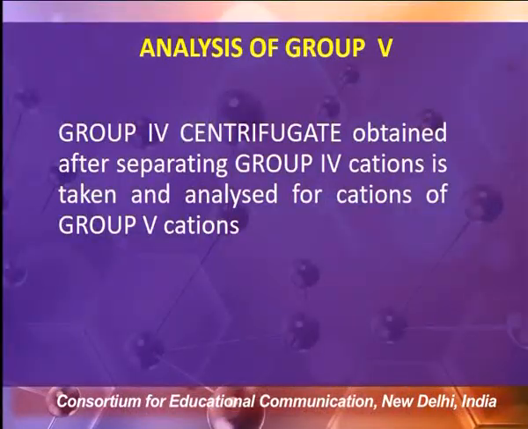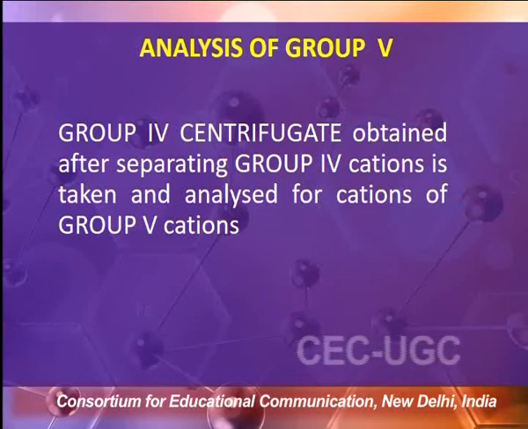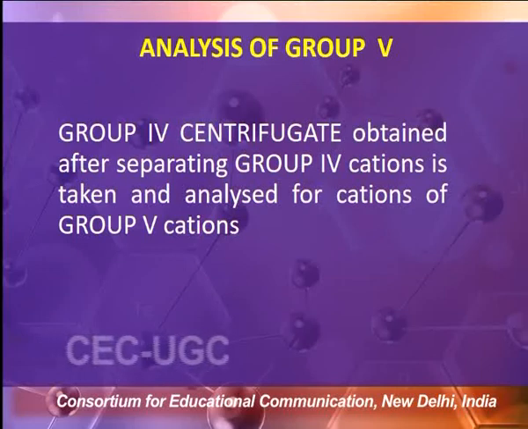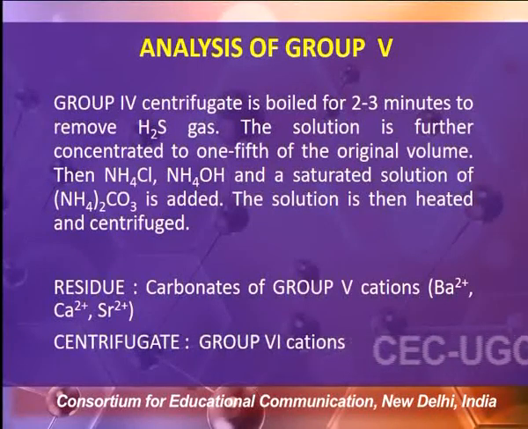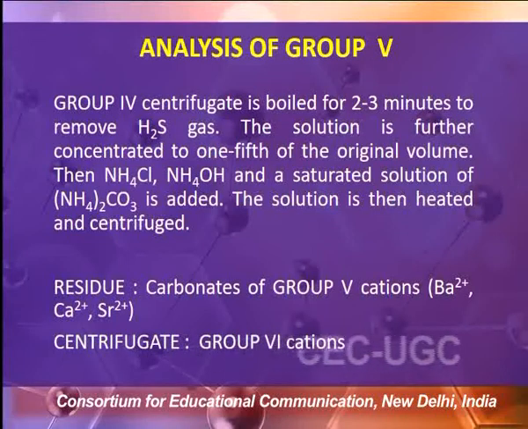Now moving on to the analysis of group 5 cations. The group 4 centrifugate, which is obtained after separating group 4 cations, is taken and analyzed for the cations of group 5. The centrifugate is boiled for 2 to 3 minutes to remove the H2S gas. The solution is then concentrated to 1/5 of the original volume.